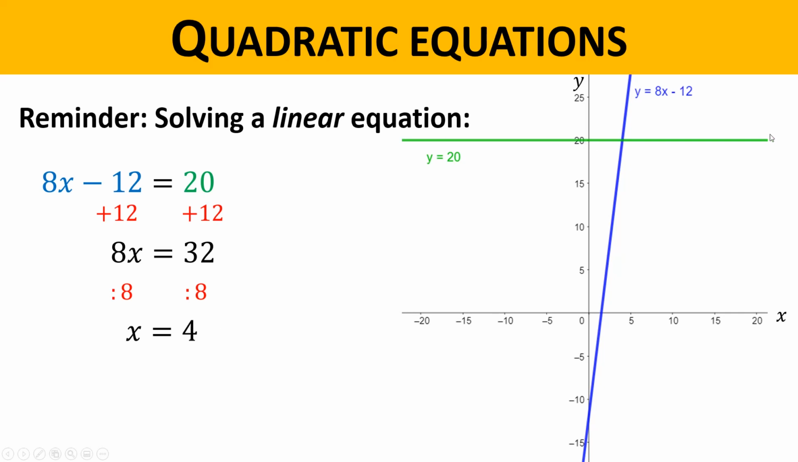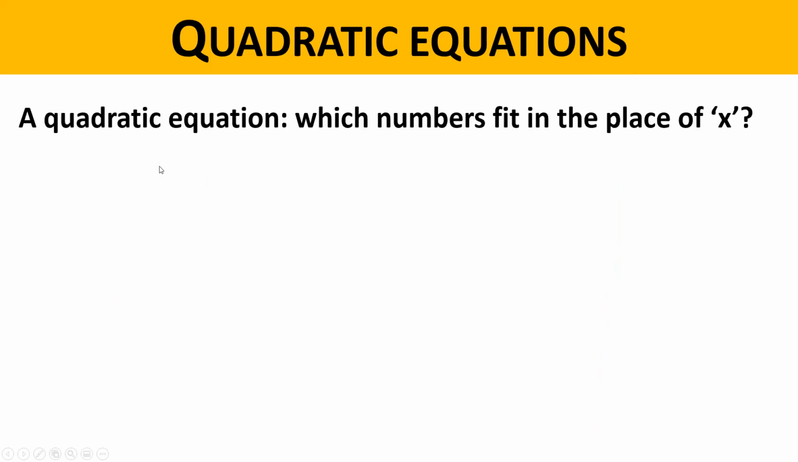And that means that these two lines intersect each other when x equals 4. It also just means that 4 is a number that completes this calculation. 8 times 4 minus 12 is indeed 20. Now a quadratic equation is called quadratic because at some point we square the unknown or the variable. But the question is the same. What number fits this calculation?